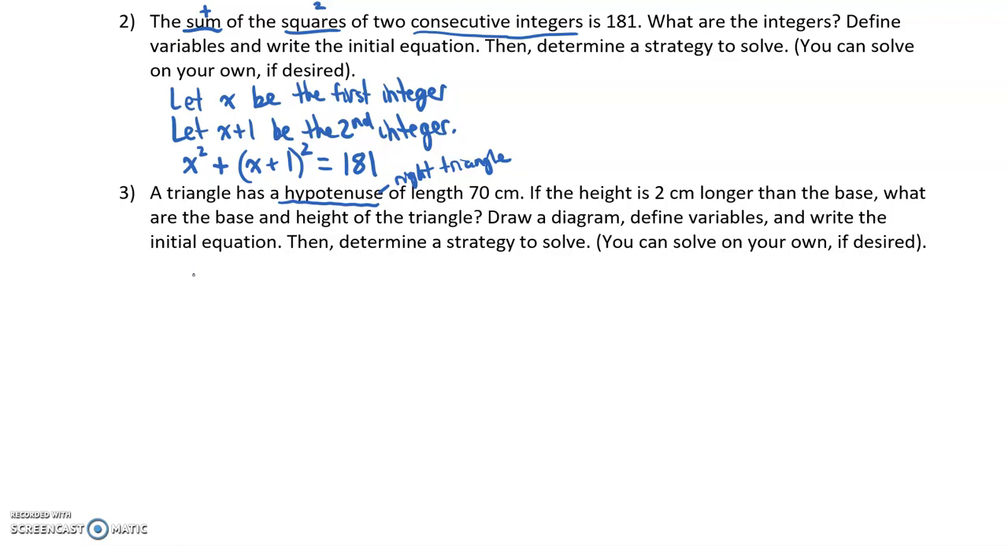So what we're going to do here is I'm going to draw my right triangle. And I know the hypotenuse is 70 centimeters. And I know the height is 2 centimeters longer than the base. So if the base is b, then the height is equal to b plus 2. And so let's just define that. So we're going to let b be the base length.